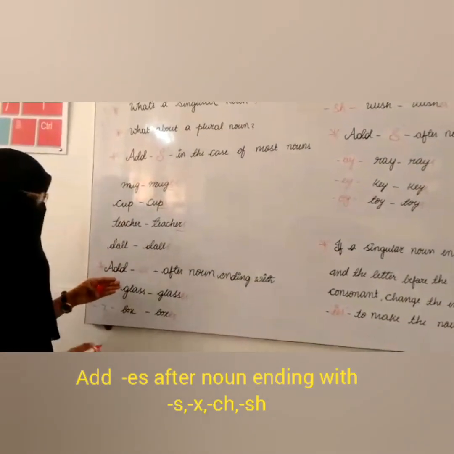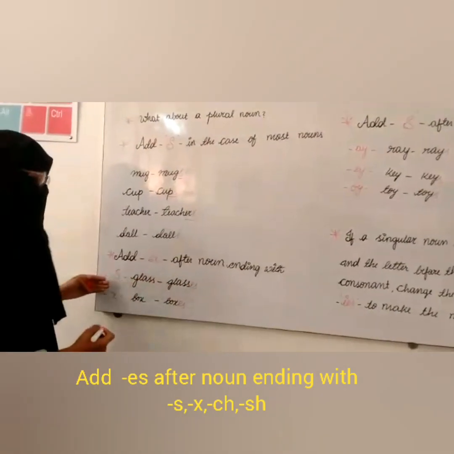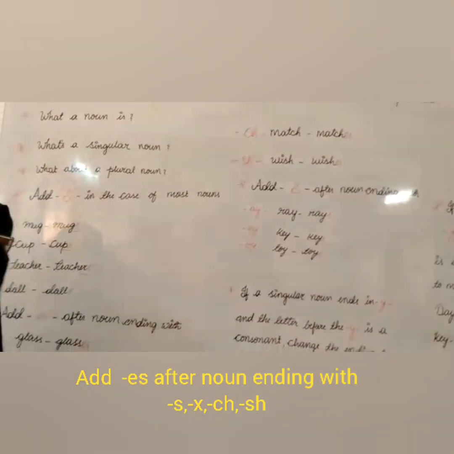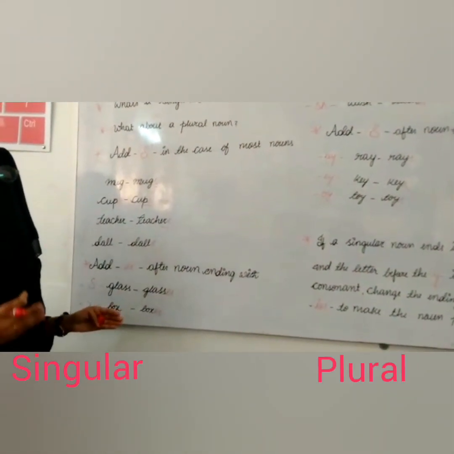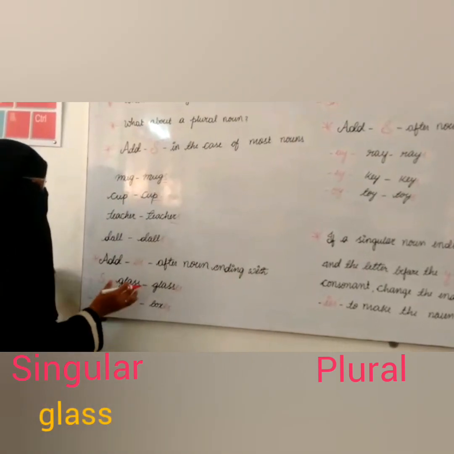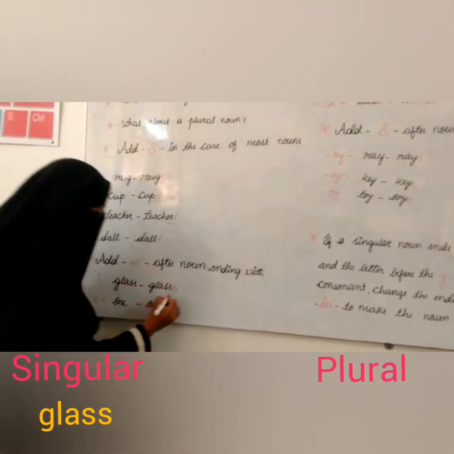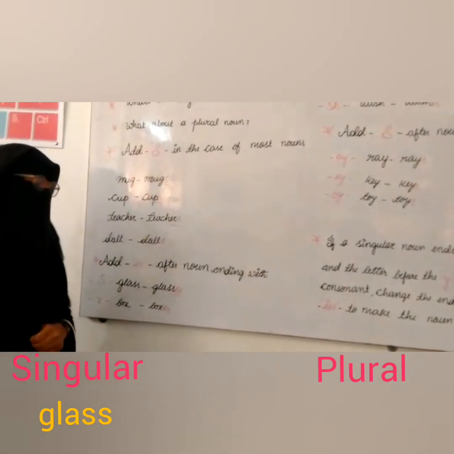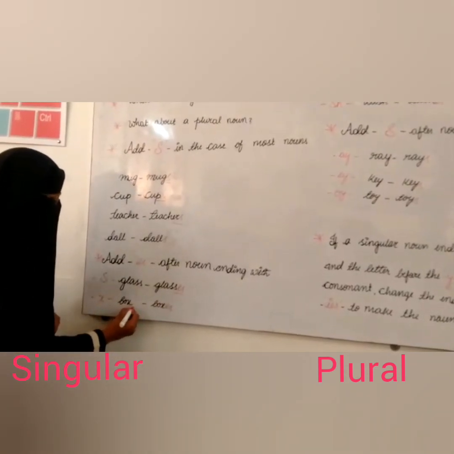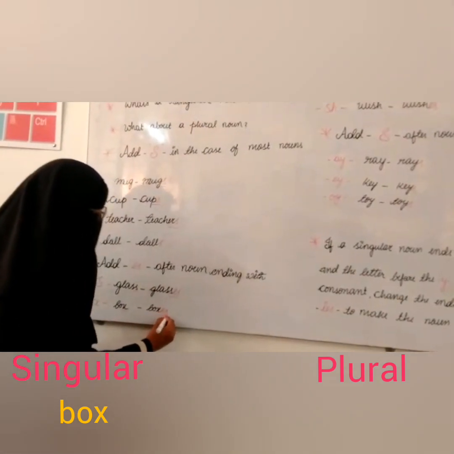Coming to the next rule, that is add ES after nouns ending with S, X, CH, SH. Let's see the examples with the word ending with the letter S. Here, we are observing the word glass ending with the letter S. So, we have to add ES to make it plural. Then glass becomes glasses. The word box ends with the letter X. So, we have to add ES to make it plural.